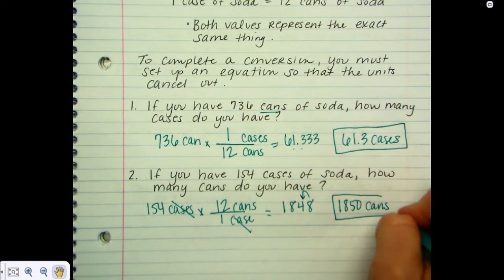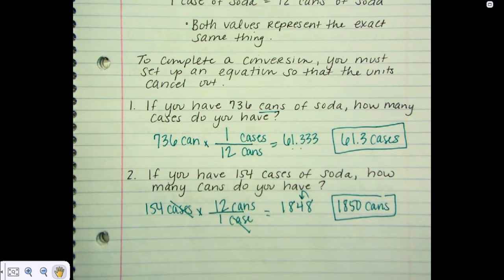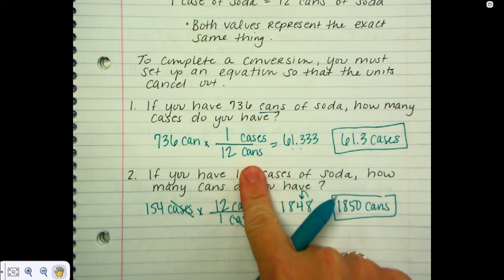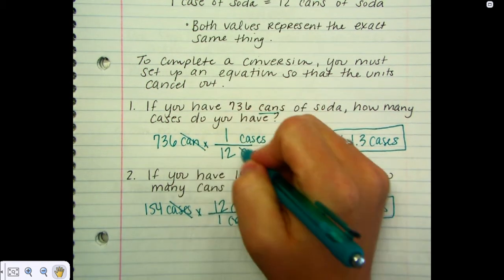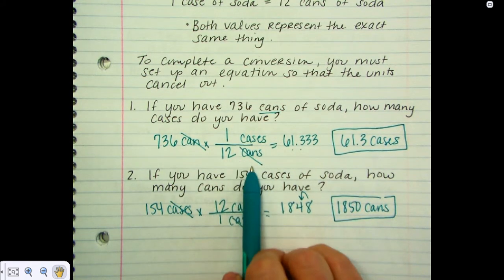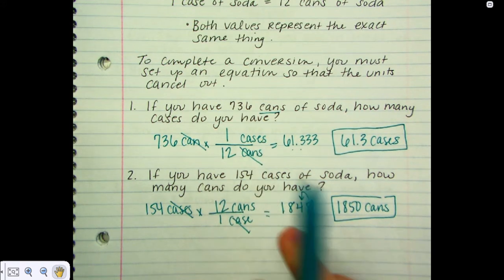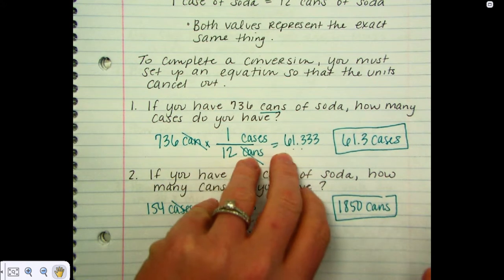cans. Okay, so we're going to do the exact same thing here in a second, except instead of cases and cans, we're going to talk about grams and moles, but it's the exact same process. You're still just setting up a conversion so that your units cancel and you're left in the new unit, right? So whatever you're getting rid of is always going to go on the bottom. Whatever you're trying to go to is always going to go on the top, okay?